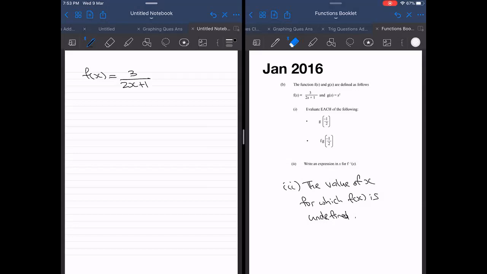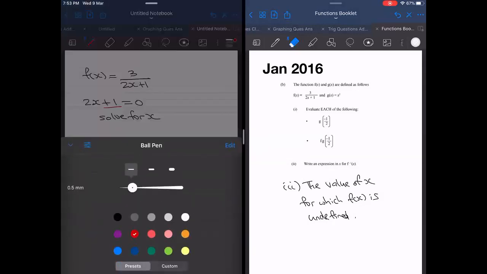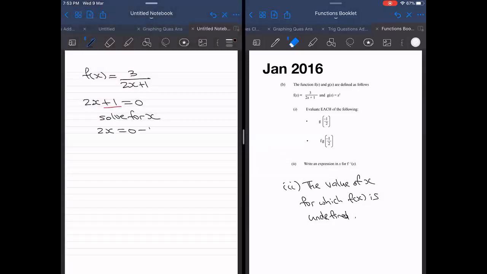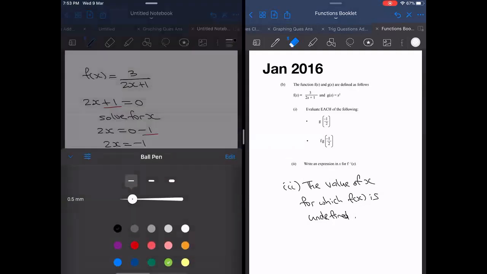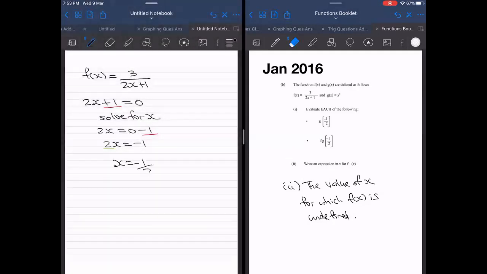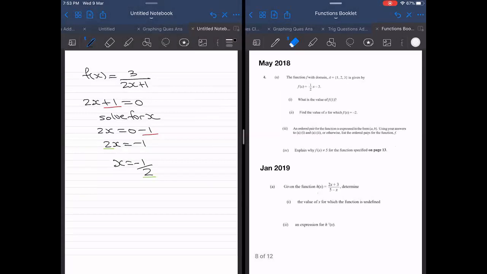So we would set the denominator equal to 0 and then solve for x. The one which is added, when we take it across, we will subtract. So 2x is equal to -1. And the 2 which is multiplied, when we take it across, we will divide. So yes, x equal -1/2 is the value that would make the function undefined.